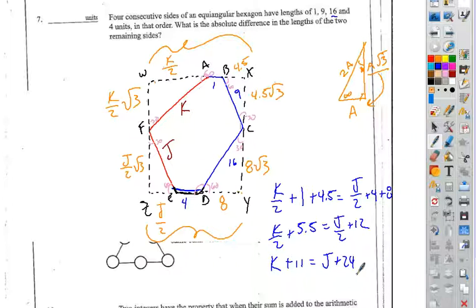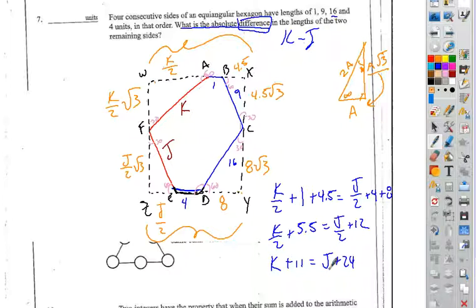Okay, well, let's read the question. The question is asking, what is the absolute difference? Oh, I want a difference in the length of the two remaining sides. So my difference in this case is going to be k minus j. Can I get k minus j out of this equation?